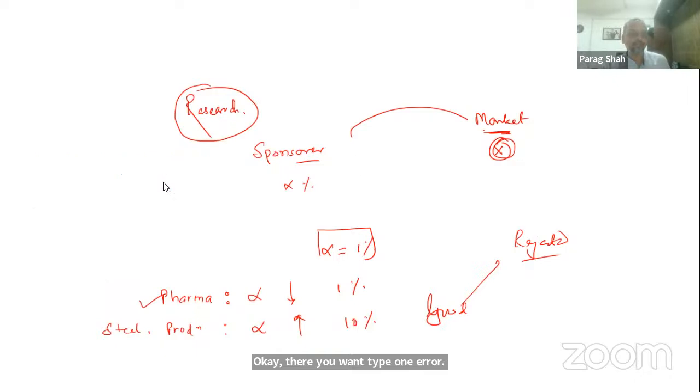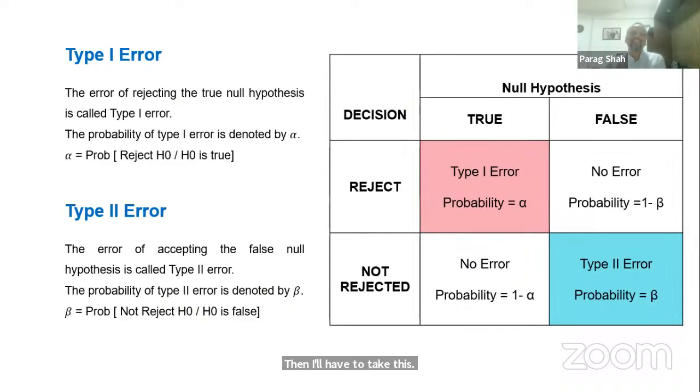Then I'll have to take this. I was planning to skip this because I thought that you all know this, but let me explain it. Type 1 and type 2.